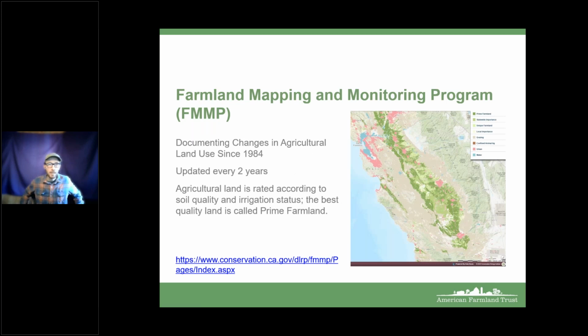And so just to highlight some of these data sets and why we're using them. The Farmland Mapping and Monitoring Program is a program conducted by the California Department of Conservation. They've been monitoring land use since 1984. It is updated every 2 years, and agricultural land is rated according to soil quality and irrigation status, with the best quality being called prime farmland. And when you go to the quick start, prime farmland is what we have on by default. Next slide, please.